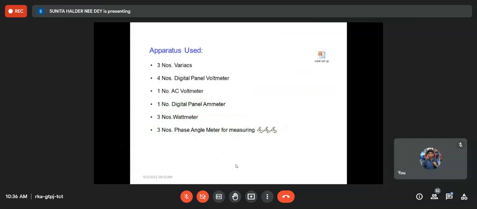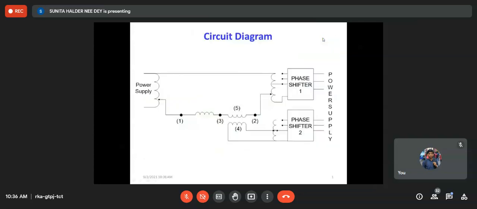So the apparatus used, whatever I have discussed, is written in short. Now here, 3 phase angle meters are used to measure delta 12, delta 13, delta 23. Delta 12 means the angle difference between the voltages at node 1 and 2. Delta 23 means between 2 and 3. Delta 13 means between 1 and 3, in that way. So there is a phase angle meter. Why is a phase angle meter required? Because from the angle only you can tell in which direction power is flowing.